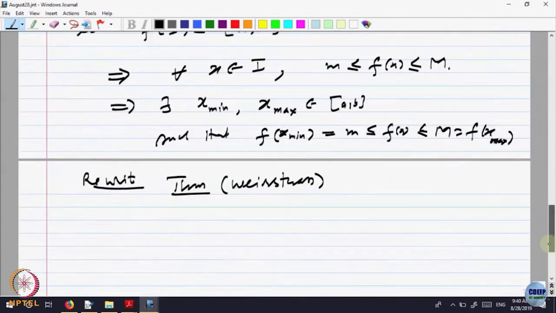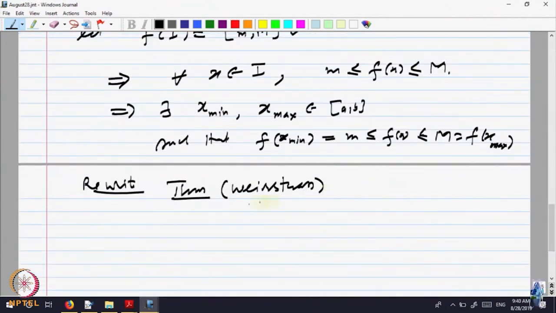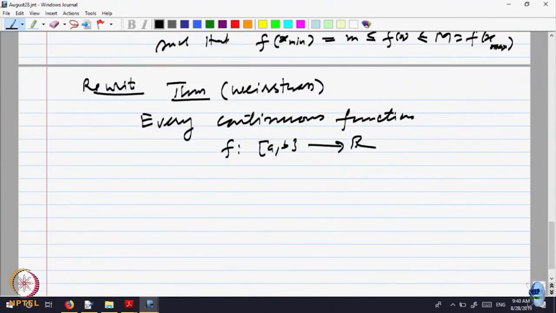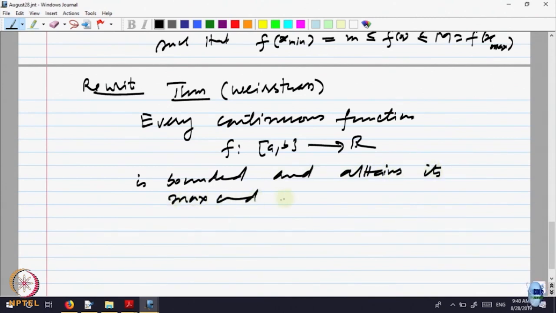So, the theorem says every continuous function f from [a, b] to R, I am just rewriting, doing nothing more than that, is bounded and attains its maximum and minimum.